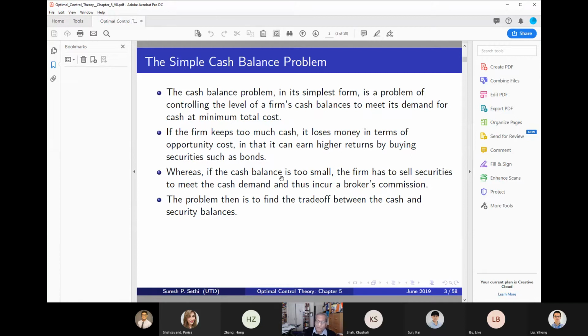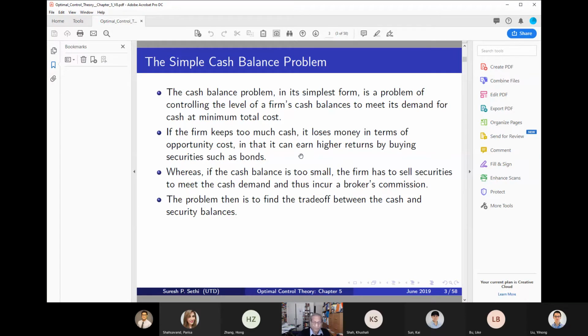And in the simplest form, it says I control the level of cash to meet the demand for cash at a minimum total cost. If I keep too much cash, then it loses money because I can invest this money and earn more. So there's an opportunity cost of keeping too much cash. Okay. So I have cash and I can put money in bonds, which earn higher return than cash.